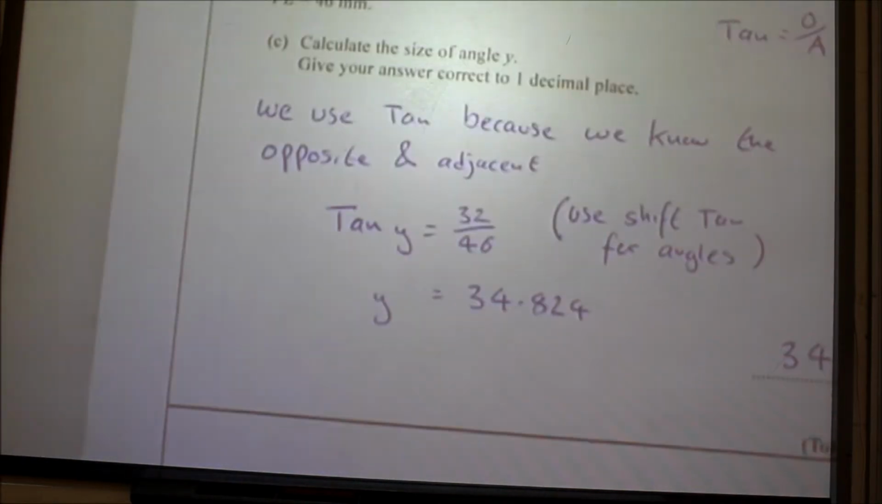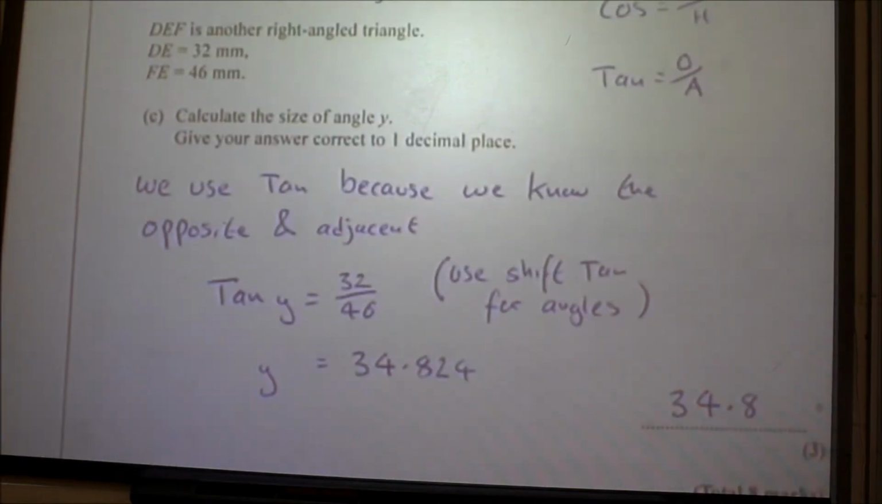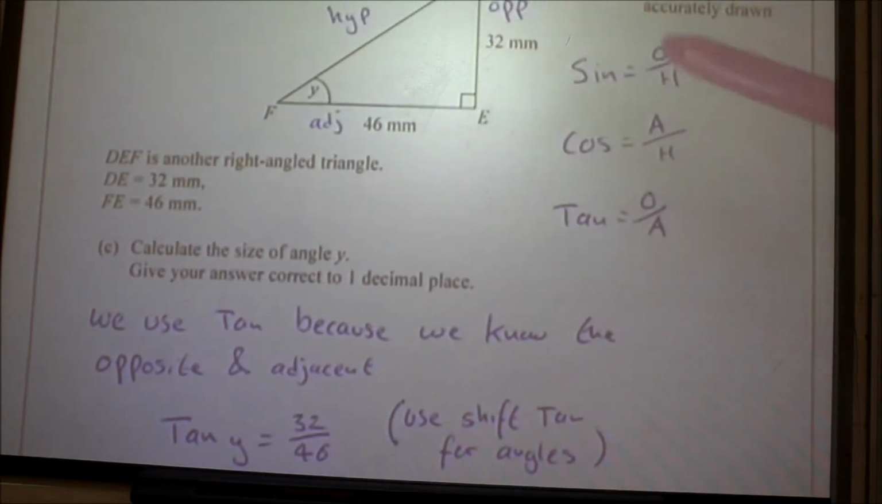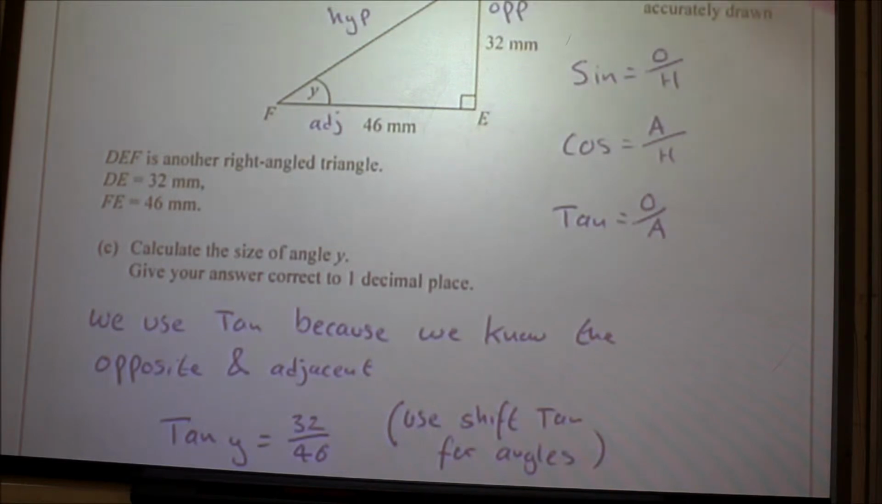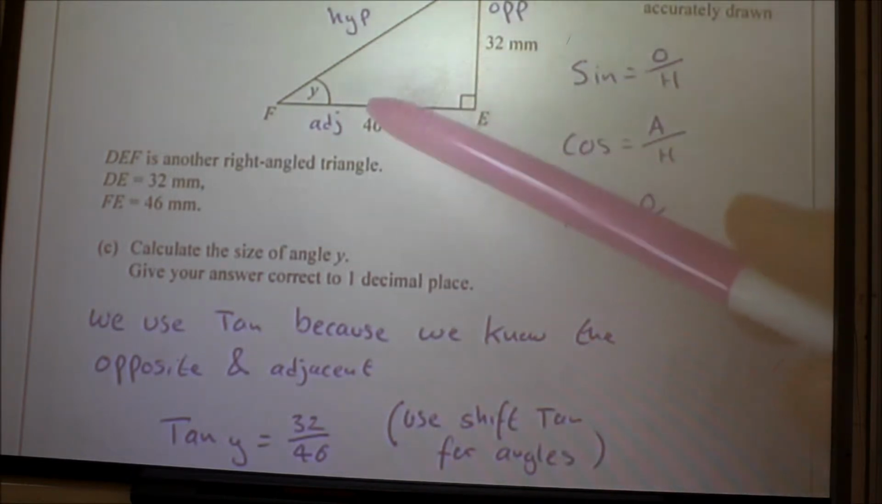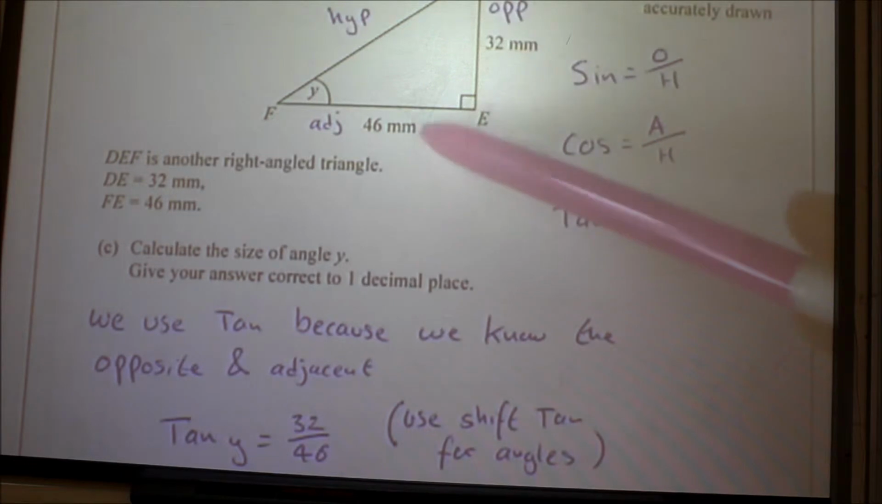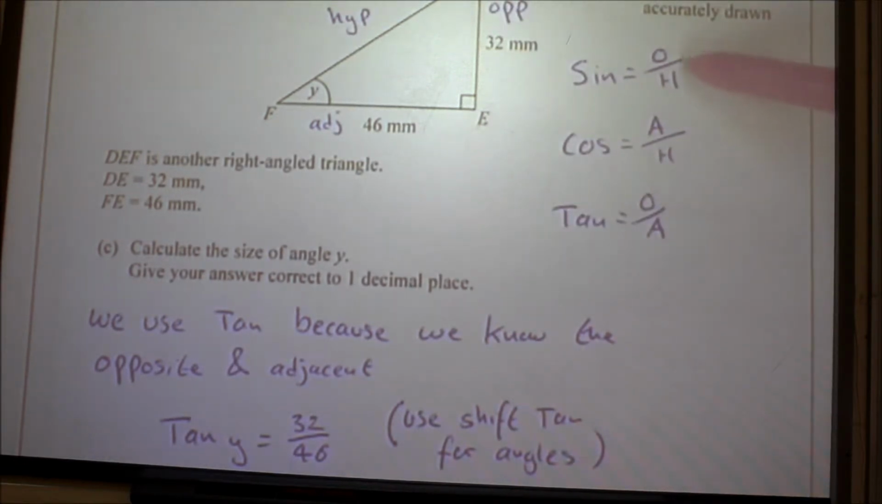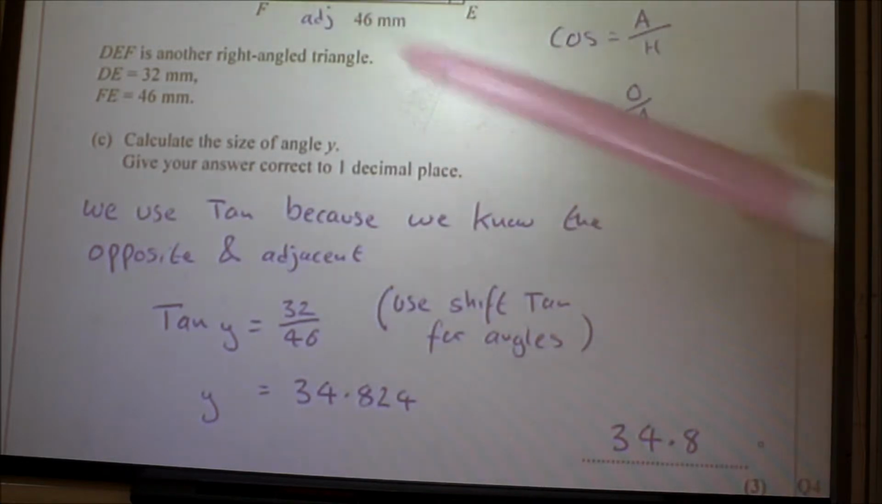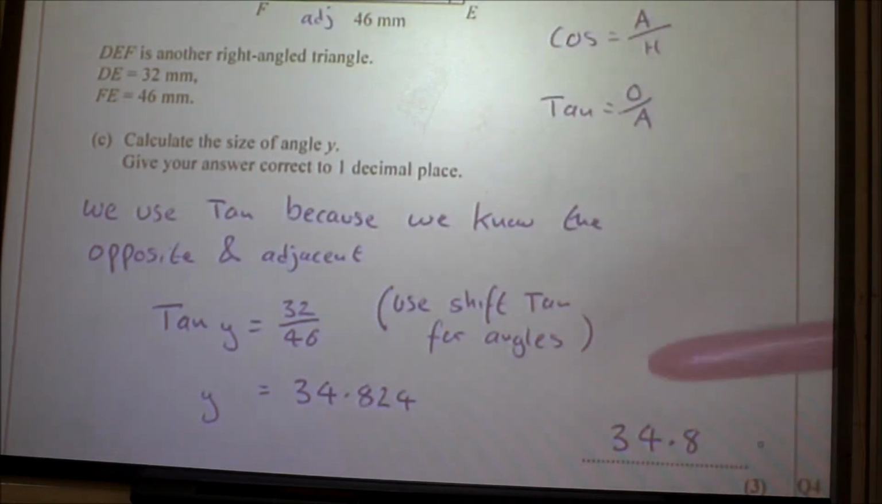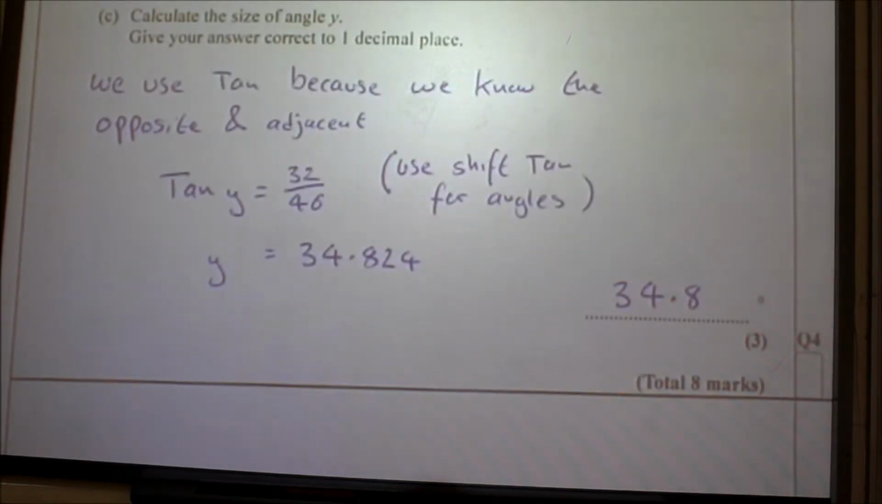Question number 6. Well, it's not number 6, but it's the next question here. It's a right angled triangle. Calculate the angle y. So label your sides up. You've got the hypotenuse, which is your long one, opposite here because it's opposite the angle, and the adjacent is the other one. Here's my reminder here. Some old hags carry a huge tub of ale. So we're using tan because we know the opposite and adjacent. So tan y is 32 over 46. Because we're finding an angle, you have to use shift tan. And to 1 decimal place, it's 34.8.